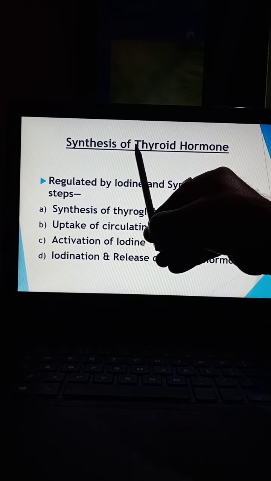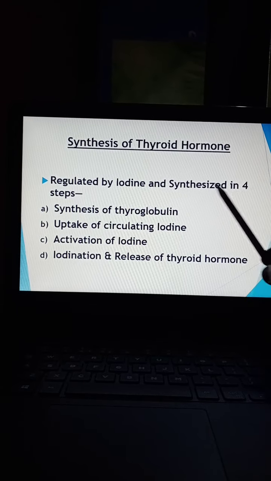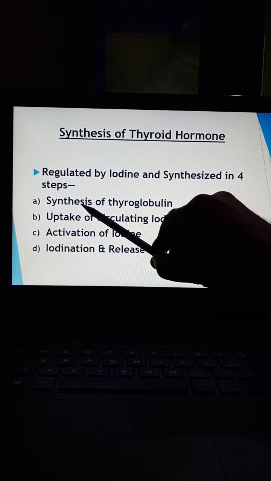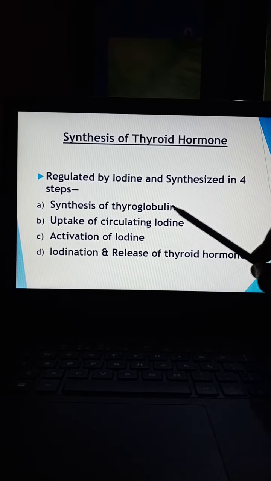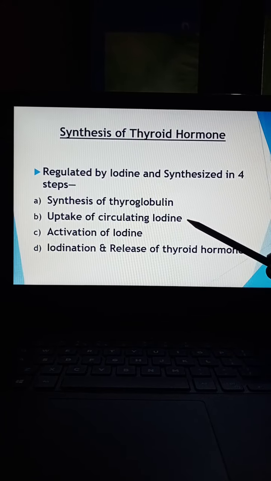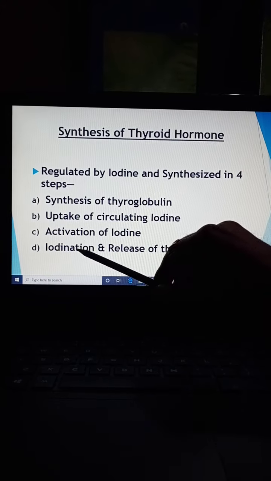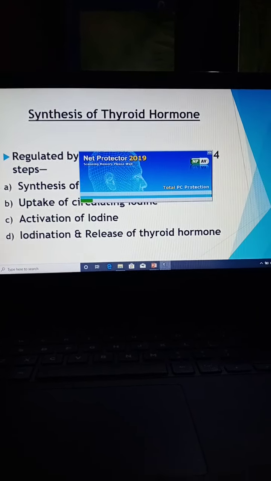Now this synthesis of thyroid hormone is done in the following 4 steps. Which are these 4 steps? First is the synthesis of thyroglobulin, then uptake of circulating iodine. The next step is activation of iodine, and the last step is iodination and release of thyroid hormone.